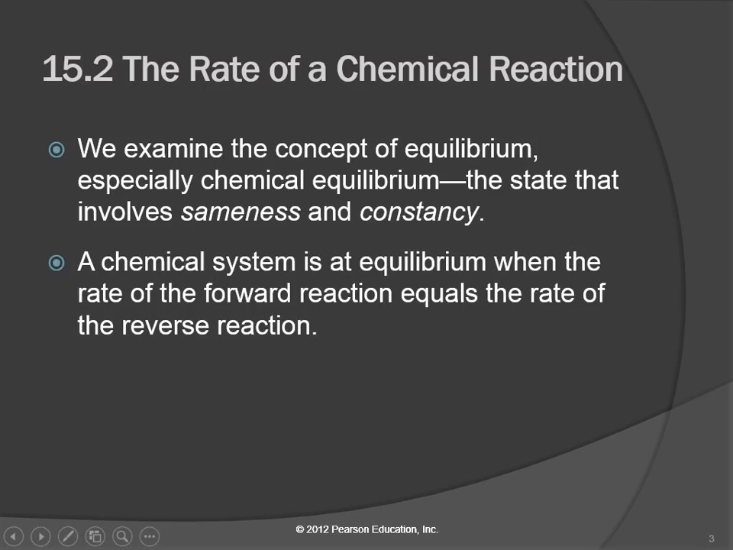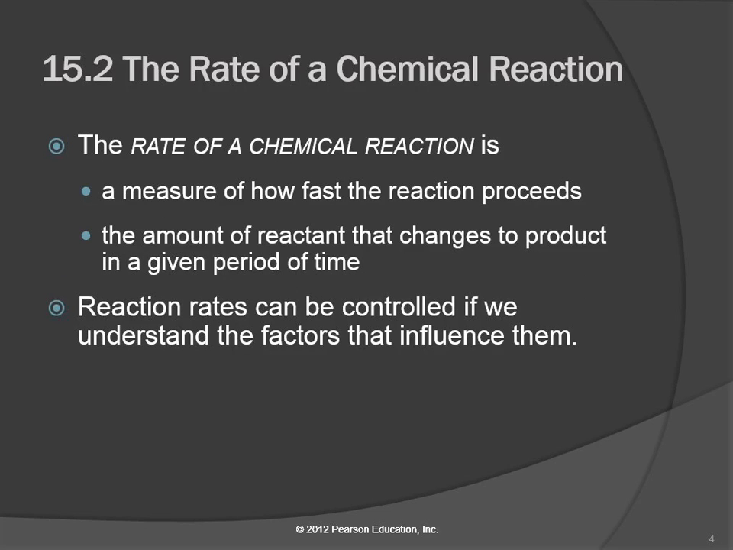So we say that a chemical system is at equilibrium when the rate of the forward reaction is equal to the rate of the reverse reaction. What is a rate of a chemical reaction? It's a little bit like a rate of speed. How fast is it going? It's a measure of how fast the reaction is proceeding. And one way to measure it is the amount of reactant that turns into product in a given unit of time. We're just going to talk about these in generalities and not in terms of numbers.